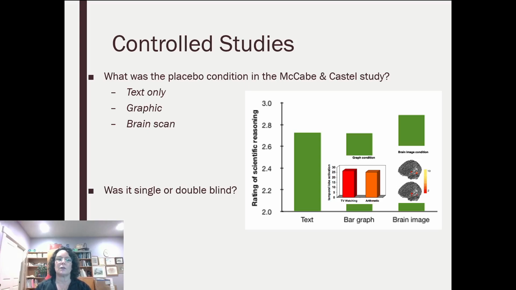All right, so the correct answer is single, because the participants probably don't even know that there are other conditions. The participants are just given their articles to read with whatever accompaniment: the nothing, the bar graph, or the brain image, and so they don't know anything about the other conditions. The researcher probably does know what condition they're in, and probably it doesn't matter. It's unlikely that the researcher could cause the person to value the brain scan more than the bar graph or whatever. So probably they didn't bother with a double blind in this scenario.